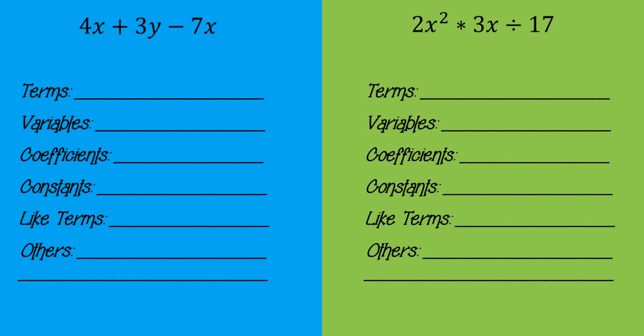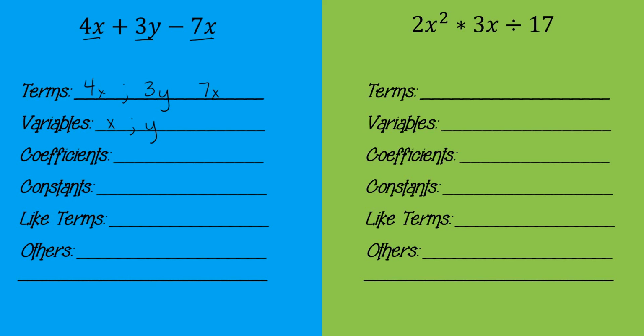So here we have a couple of expressions. In my first one, I actually have 3 terms. So I have 4x, 3y, and 7x. Each of those is a term within the expression. The variables inside of my expression: now I know I see variables in 3 different places, but there's actually only 2 variables. I don't have to list the x twice because it's just representing one number.